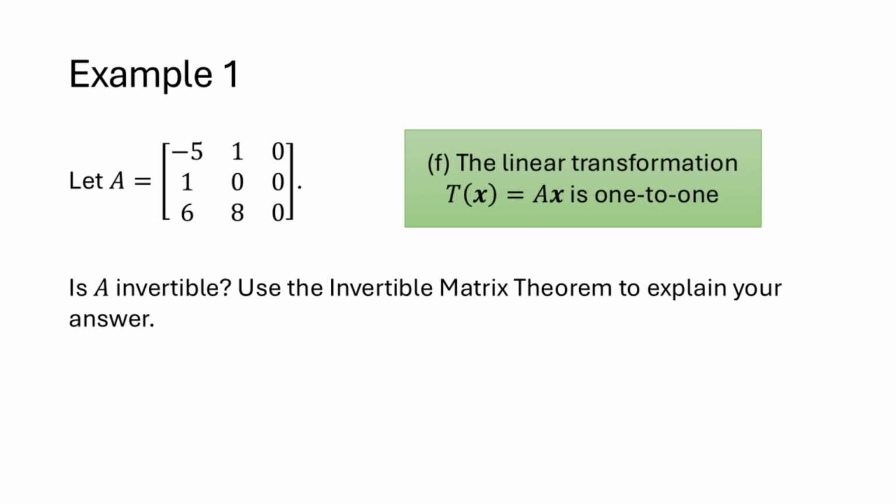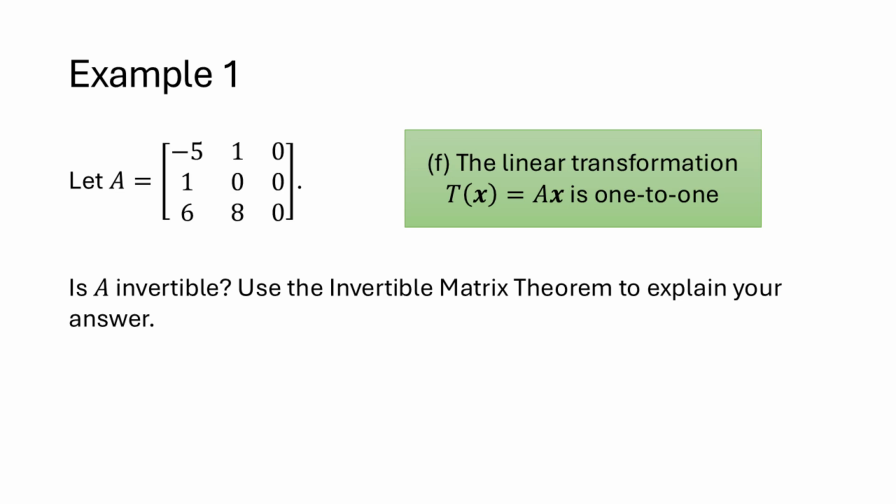What about statement F? Statement F says that the linear transformation T(x) = Ax is 1-to-1. Let's remember what 1-to-1 means. We talked about 1-to-1 linear transformations back in lecture 20, and one of the things we said is that different inputs give us different outputs. That means that if we plug two different vectors into this transformation, we should get two different results. In other words, we never plug two different vectors into this function and get the same result twice.